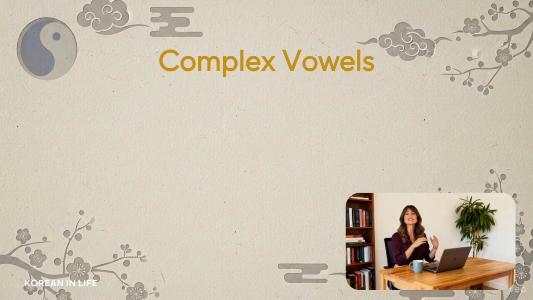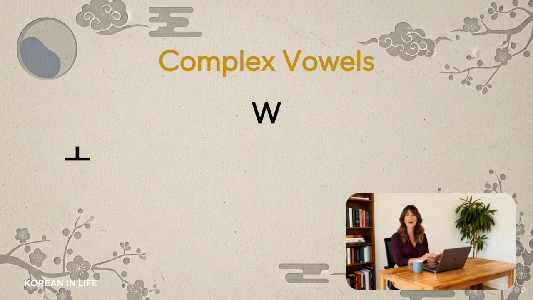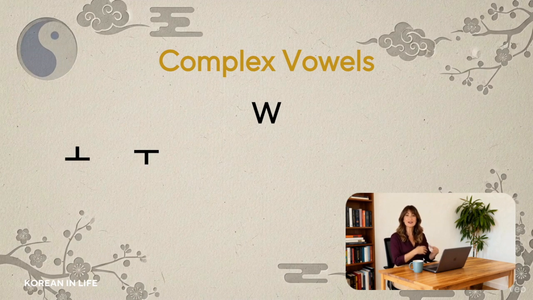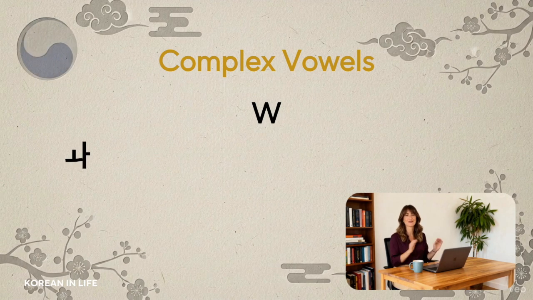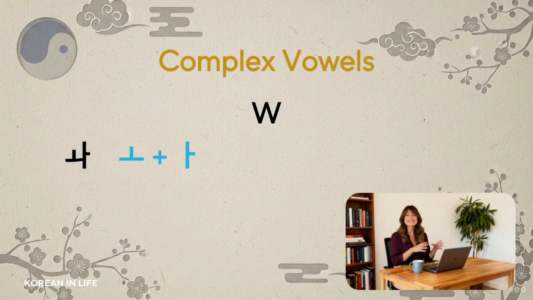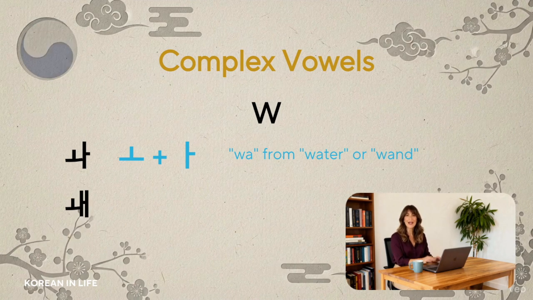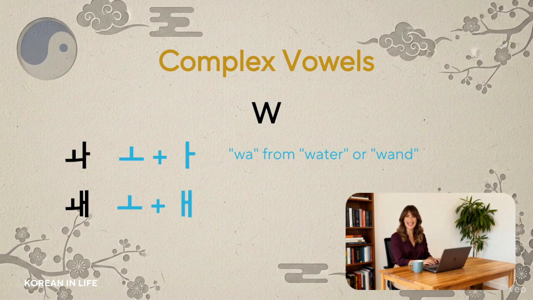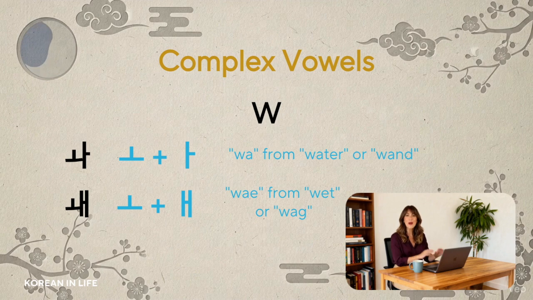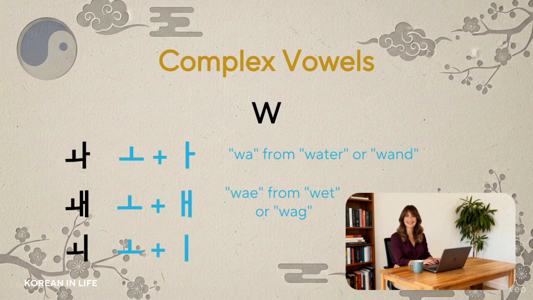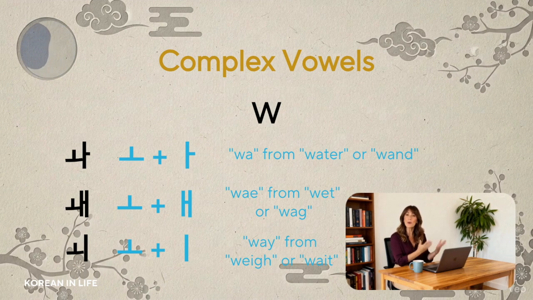Now let's move on to the W sounds. This group is formed by starting with U or U and adding another basic vowel. These all begin with a W sound. Wa is O plus A. It sounds like wa from water or wand. We is O plus E. It sounds like we, similar to wet or wag. We is O plus E. It sounds like oi, which is like way from way or wait.